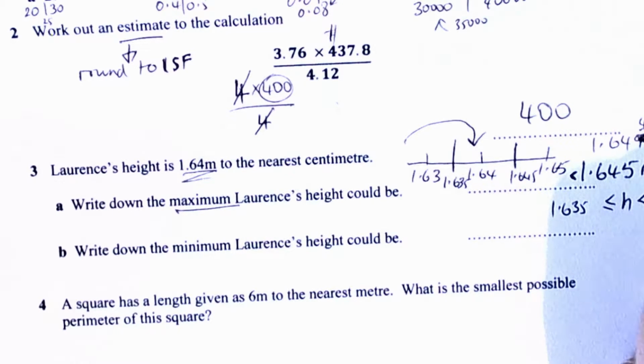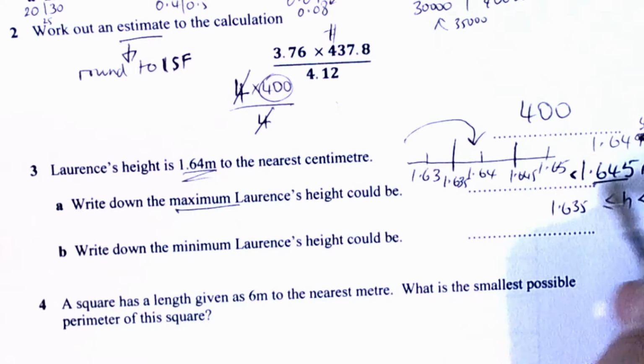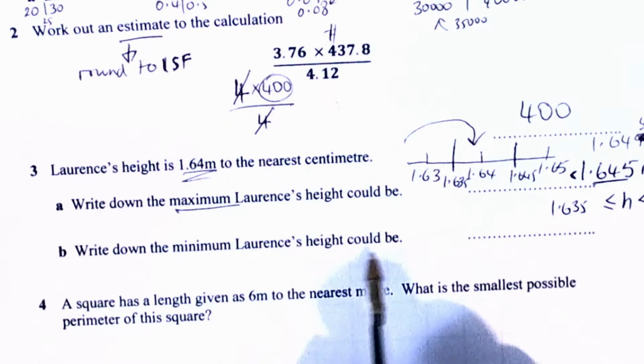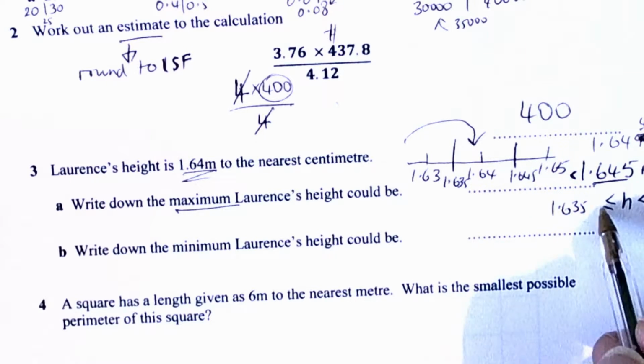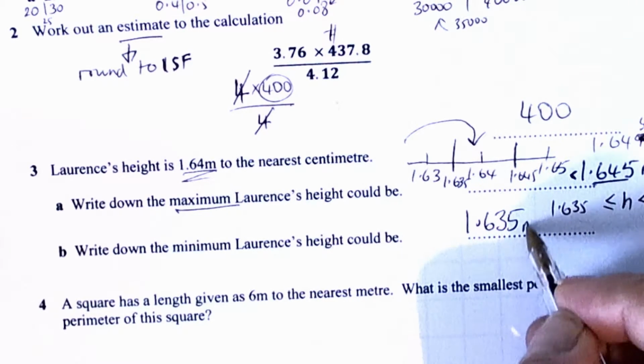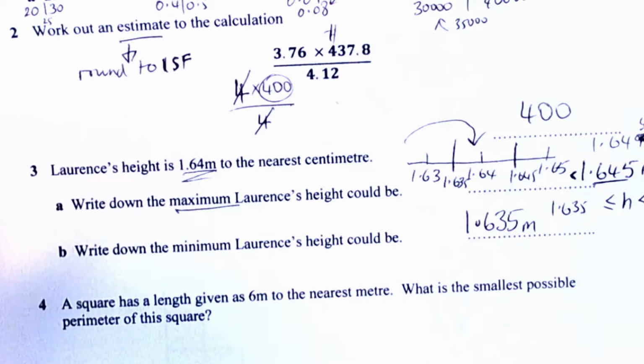The difference between this number and this number is infinitesimally small. You'd never measure the difference of it, so therefore that's the boundary. Write down the minimum that Lawrence's height could be. Well, the lowest bound was 1.635 meters. So that's what the answer would be for this particular question.